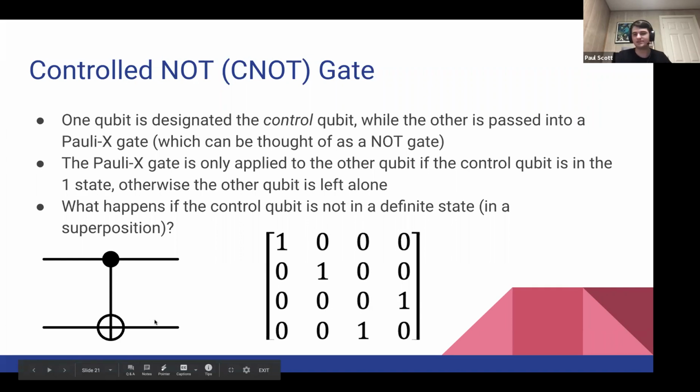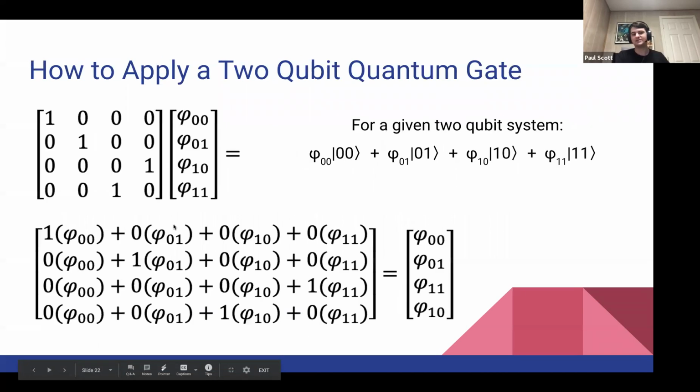So that's the qubit that the NOT gate's being applied to. And we can see here's the 4x4 matrix that represents this gate. You can see up in this corner, an identity matrix, and down in this corner, you can see the X gate. And we'll see in a second just how this works in practice.